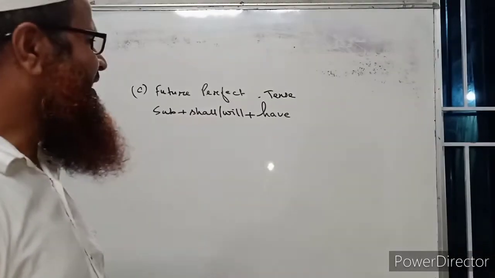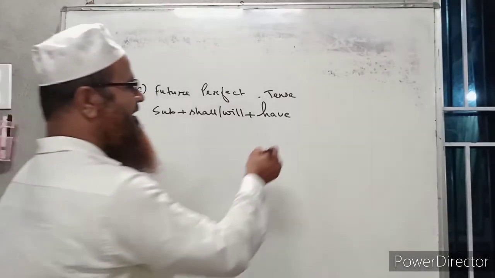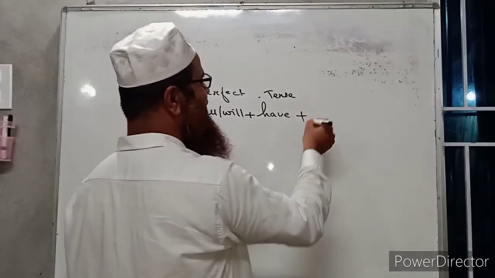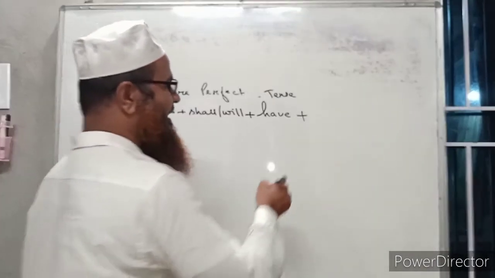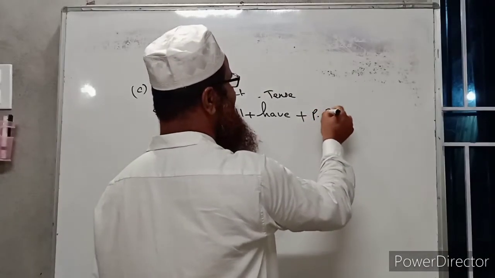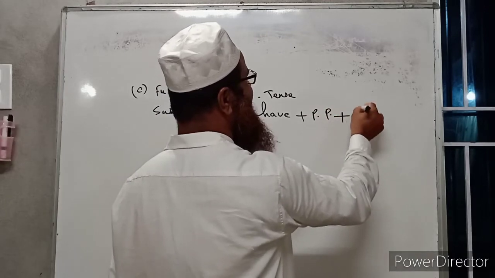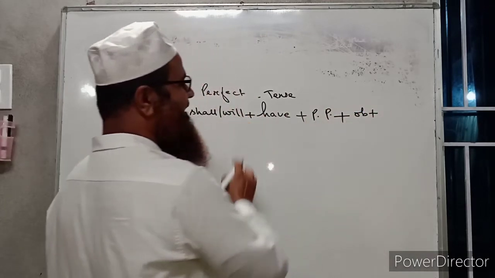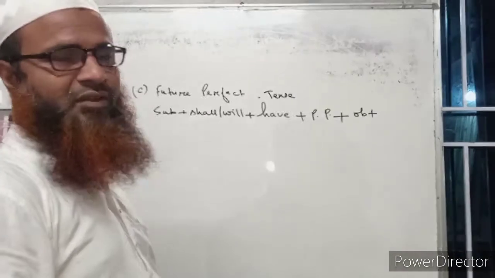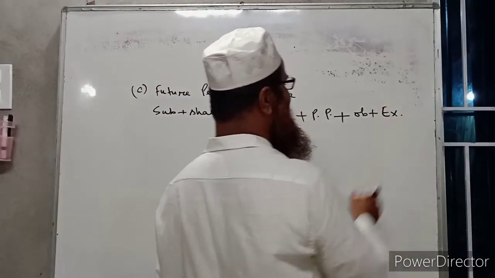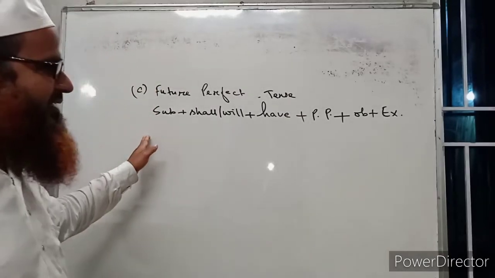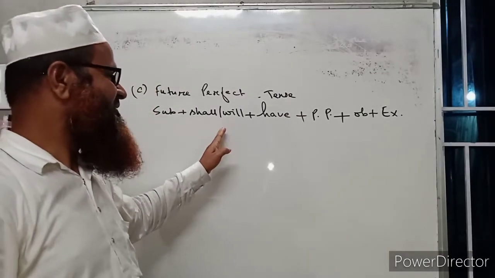So subject, shall or will, then have, then perfect means we must use the past participle form of the main verb. So here I write in very short PP, then object if the verb is a transitive one, we have to use an object. Then for other words we write extension, ex. This is the structure of future perfect tense.